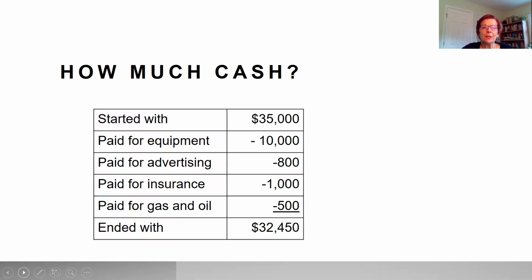Now, how much money do we have? Well, how much actual cash? We started out with $35,000, and then we put the down payment of $10,000 for the equipment. We paid our three expenses, and we end up with $32,450 in cash. So cash is not the only thing we have now, because remember, we bought some equipment. So at the end of the quarter, we're going to take a look and we're going to say, what do we own and what do we owe?